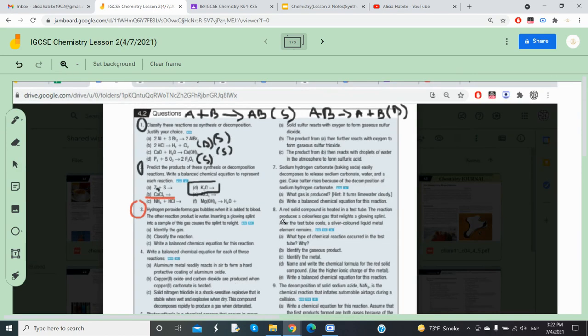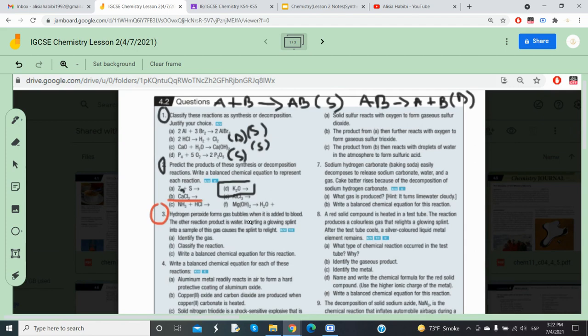So question 3 says, hydrogen peroxide forms gas bubbles when it is added to blood. And we know, of course, inside of the blood, the hemoglobin, we have oxygen gas that moves around as well. So that gives you an idea of what's happening. It says hydrogen peroxide forms, which means there's already a decomposition happening, because hydrogen peroxide, which has the chemical formula H2O2, forms gases. So it produces these gas bubbles when reacted with blood. And they said the other reaction product is water. So it also tells you what the other product is going to be with oxygen, which is obviously water, once hydrogen peroxide is decomposed when reacted with blood.